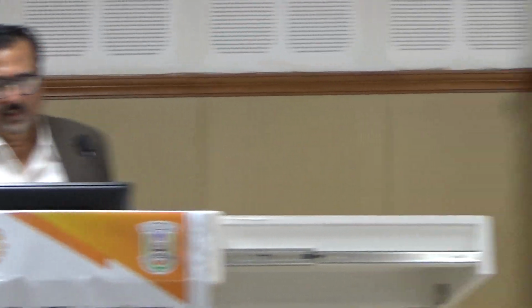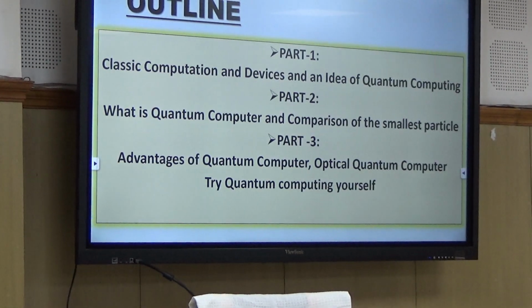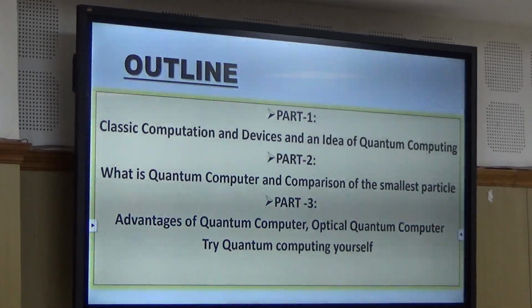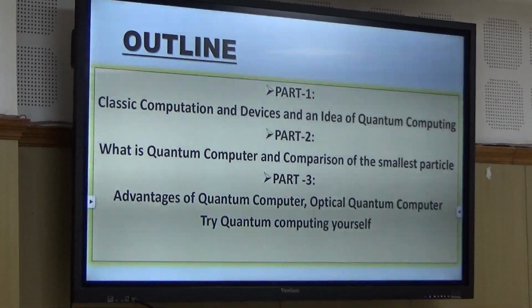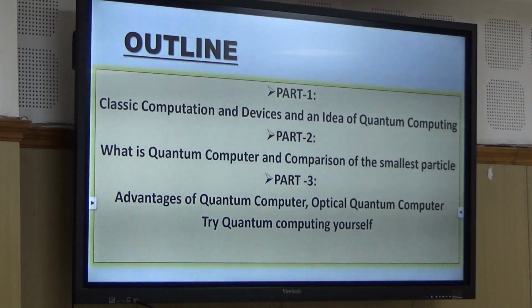you can see there are three parts because there are multiple verticals in this talk. I will try to cover them one by one, and if you want, I will go back. You can ask a question and I will try to address it. In the first part, we are going to discuss classical computation and devices, an idea of quantum computing, and how this idea came into the picture. In the second part, what a quantum computer is and a comparison of the smallest particles. And the third is the advantage of quantum computing, optical quantum computing, and universal quantum computing. So these are the three parts.